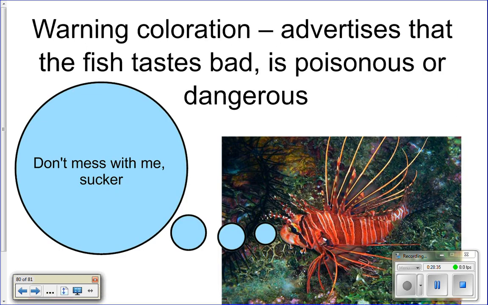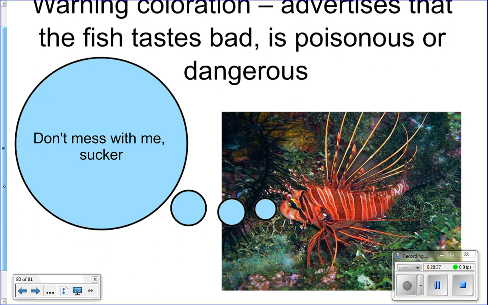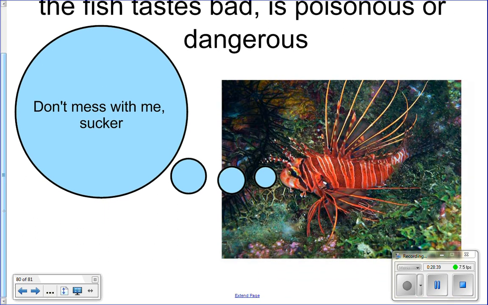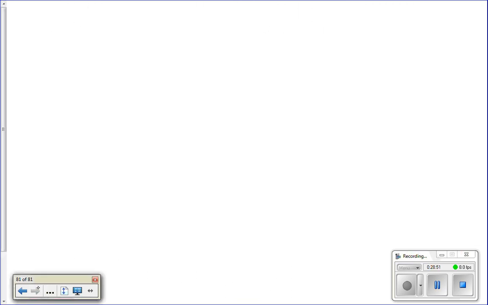And then this is just a silly thing to help you remember. The bright colors and bold patterns can be used as a warning. So, you know, the lionfish, our class mascot, right, is saying, or, well, that's a scorpionfish, related to a lionfish. It's saying, like, don't mess with me. Sucker. All right.